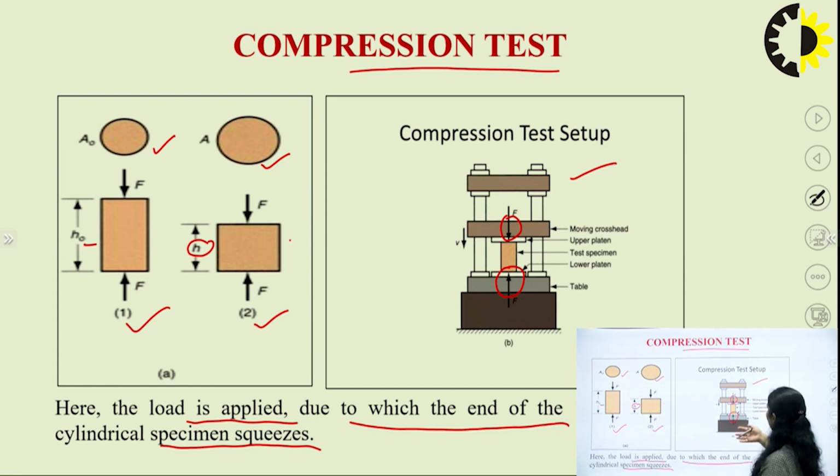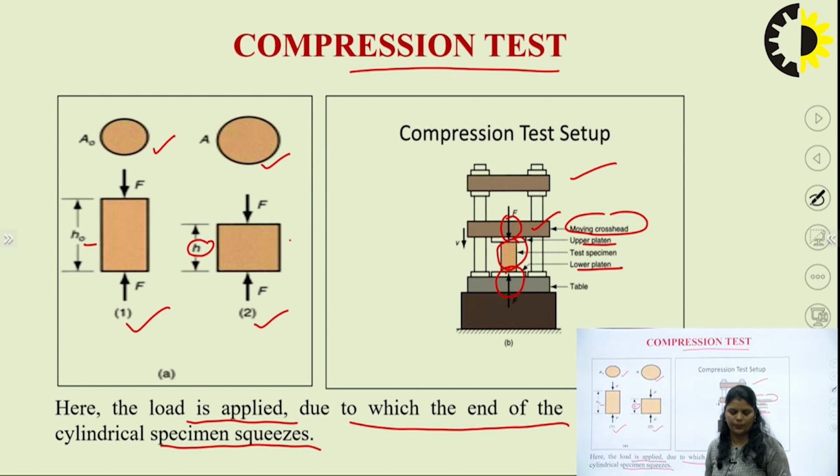So the same parts are there here. It is the moving crosshead, this one, and this is the lower platen on which we are fixing the specimen. This is the upper platen and this is our test specimen. So this test we will perform. Okay.